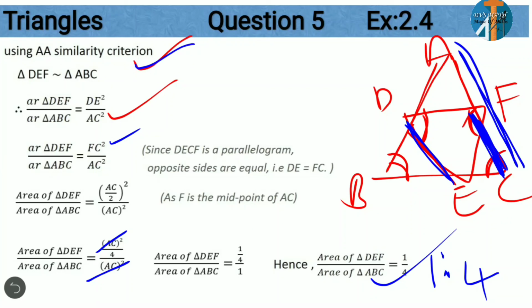Then we took the ratio of the areas, area of triangle DEF by area of triangle ABC, equal to the square of their corresponding sides, that is DE by AC whole square. DE can be written as FC because they are opposite sides of a parallelogram, and FC can be written as half of AC because F is a midpoint. AC cancels, so you will get 1 by 4 by 1, so it becomes 1 by 4. So 1 by 4 can be written as 1:4. The ratio is 1:4. So this is about question number 5 in exercise 2.4.